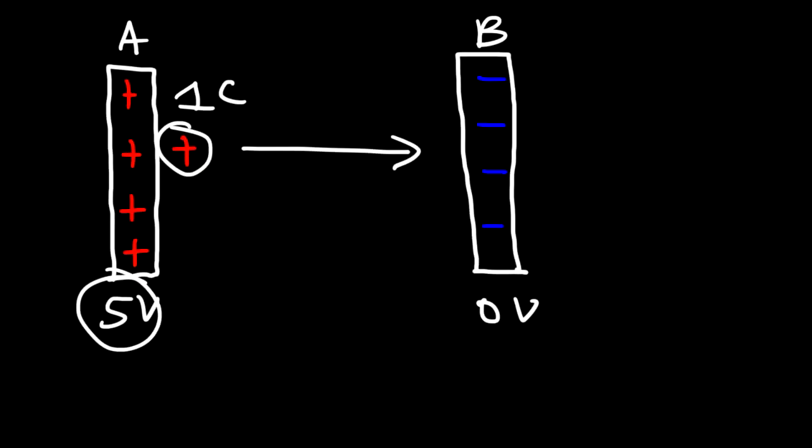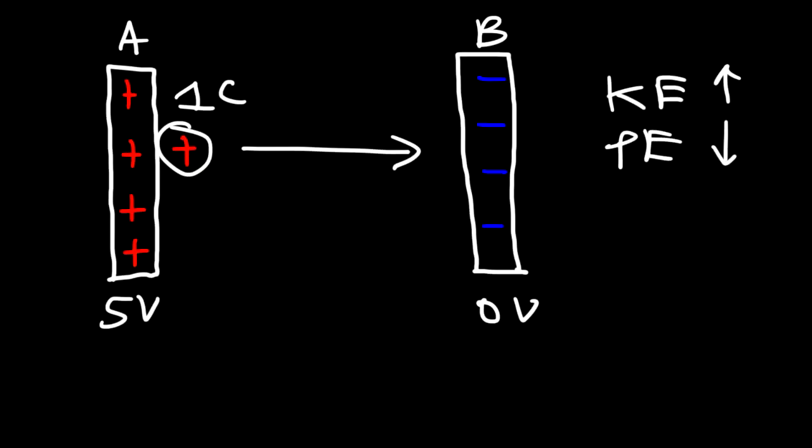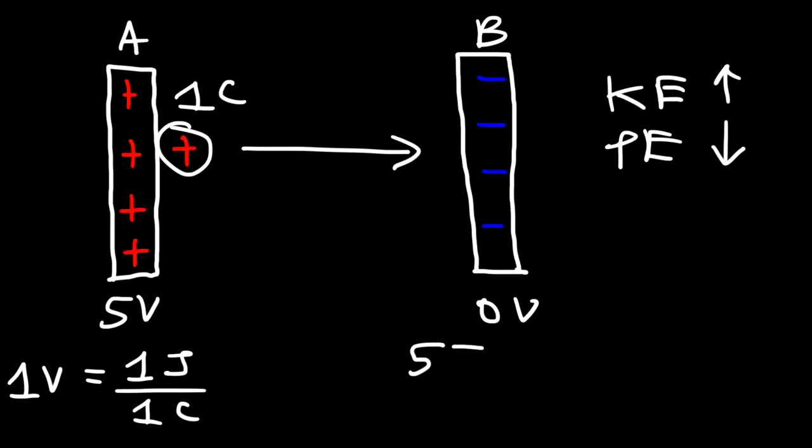And we know that it's going to gain kinetic energy during this process, and it's going to lose potential energy. Now keep in mind, 1 volt represents 1 joule per 1 coulomb of charge. So when a 1 coulomb charge moves through a potential difference of 5 volts, 5 joules of work is being done on that charge.